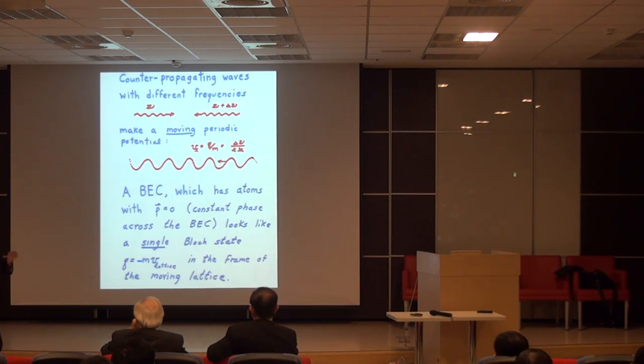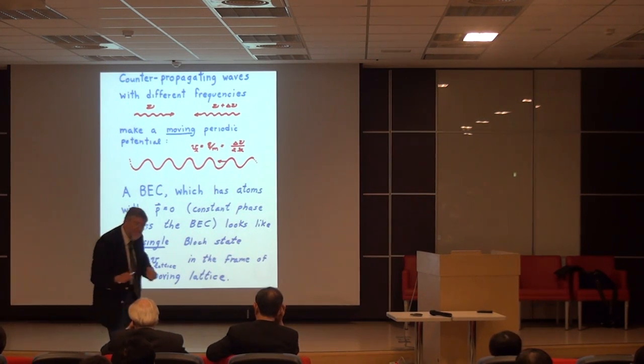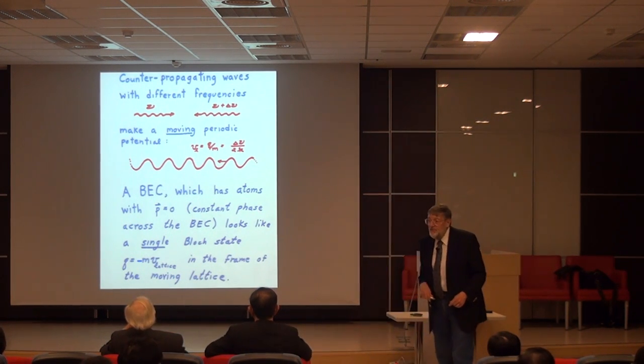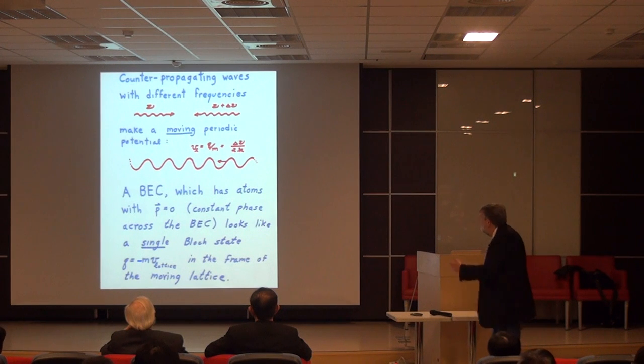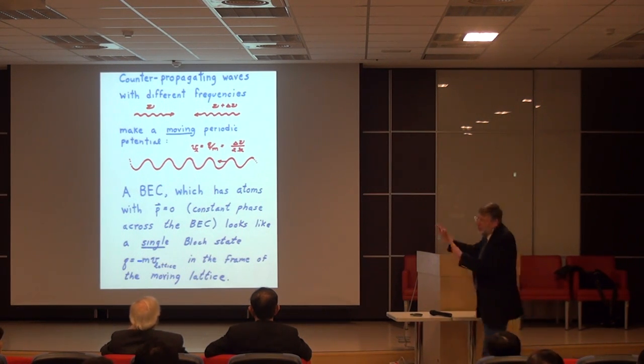So all I have to do is change the frequency of one of the laser beams, and I've got a moving standing wave, and if I go into that reference frame, the condensate is moving with the opposite velocity, and therefore has a non-zero quasi-momentum. So we can make any Bloch state that we want. I haven't told you how we get different bands, but we can do that too. We can make any Bloch state that we want.